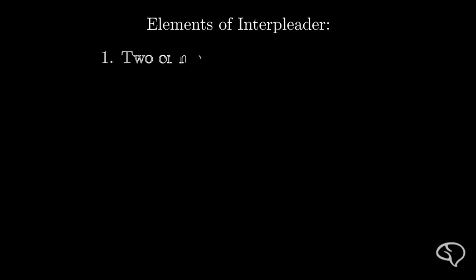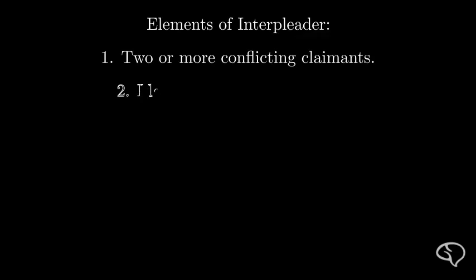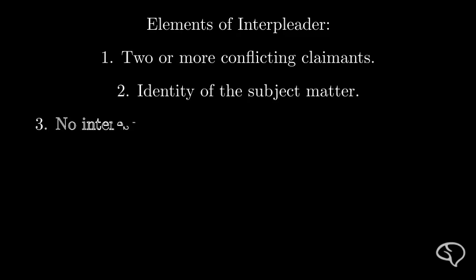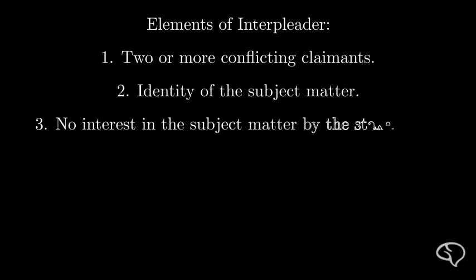Let's break down the essential elements required for an interpleader action to be valid. There are 4 key elements. First, there must be 2 or more conflicting claimants. If there's only one person claiming the property, there is no dispute to resolve. Second, the claimants must be claiming the same thing. This is called identity of the subject matter. For example, they must be claiming the same car, the same bank account, or the same debt. Third, the stakeholder must have no interest in the subject matter. This is crucial. The stakeholder cannot be claiming the property for themselves. They must be a neutral party.